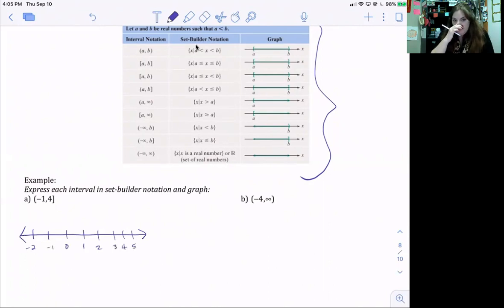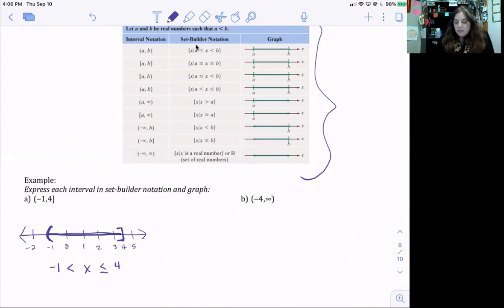All right. So -1, and we're going to graph that with a parenthesis, and then at 4, a bracket, and then fill it in. So we have -1 and 4 with x's in between those. Now we bring in our rules. Whenever we have a bracket, we're going to have an equal sign. And since x is in between these two numbers, we're going to put a less than sign on both.